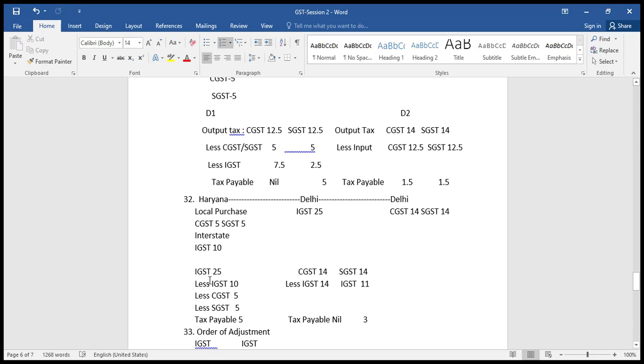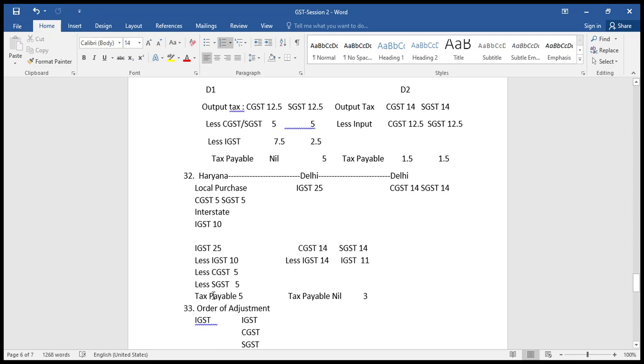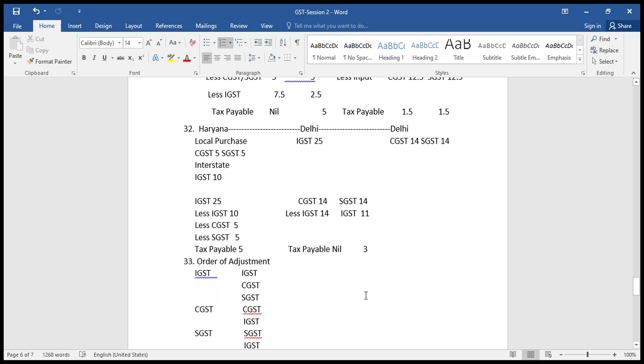Haryana local purchase CGST, SGST 5, interstate IGST 10, IGST 25, IGST 25 and CGST, SGST 14. IGST 25, less CGST 5, less SGST 5, less IGST 10, tax payable 5. CGST 14, SGST 14, less IGST 14, and less IGST 11. Tax payable would be 3 in SGST.